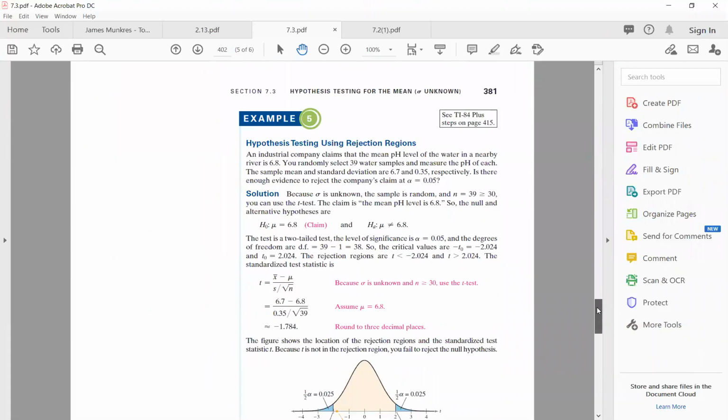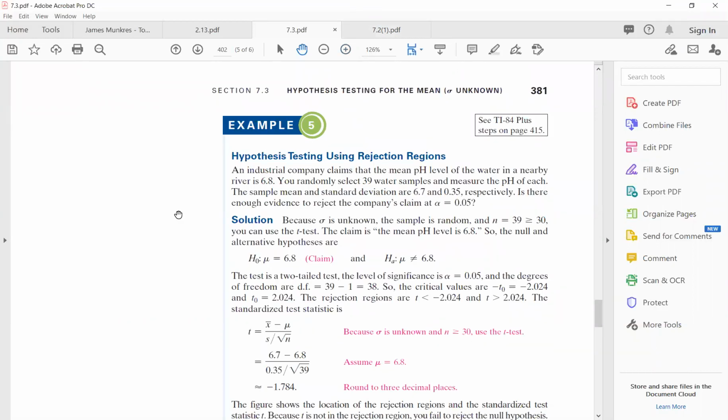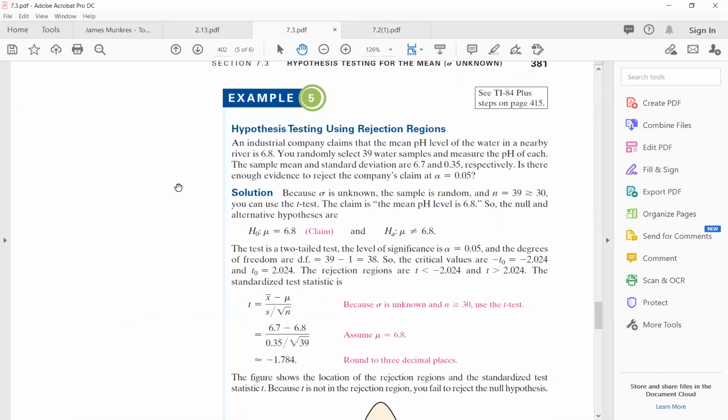Another example for you. An industrial company claims that, very well, so here we have our claim. Let's maximize this a little bit. It claims that the mean pH level of the water in a nearby river is 6.8.